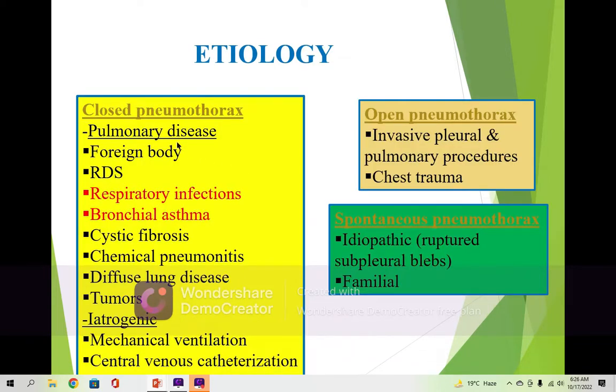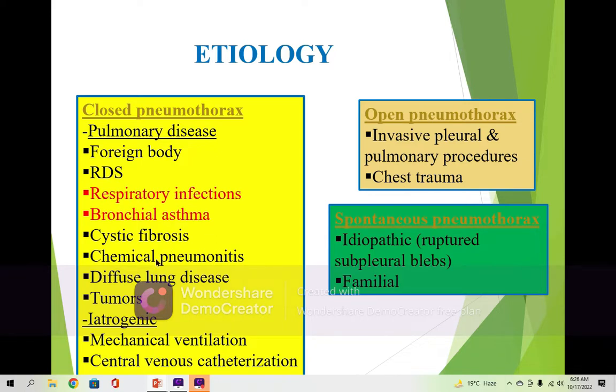Now, etiology of the closed pneumothorax: pulmonary diseases like foreign body and respiratory distress syndrome can cause disruption of the pulmonary parenchyma. Respiratory infections, for example acute inflammation of the lung, and bronchial asthma, cause formation of a small bulla which ruptures. Cystic fibrosis will cause bronchiectasis or emphysema, and the cause is the same.